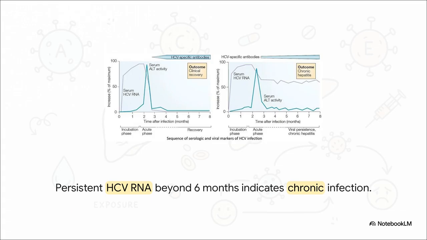Importantly, you must remember that a positive anti-HCV antibody test does not distinguish between a past successfully cleared infection and a current ongoing active infection. To determine the true clinical status, you must always look at the HCV RNA levels. If the viral RNA persists in the bloodstream beyond 4 to 6 months, you're definitively looking at chronic hepatitis C.